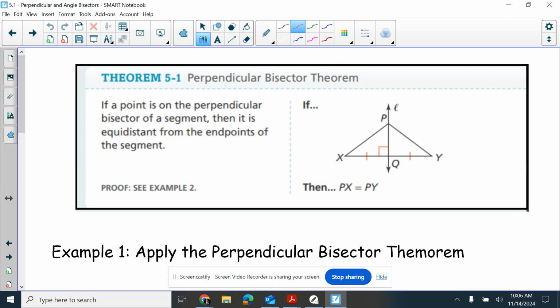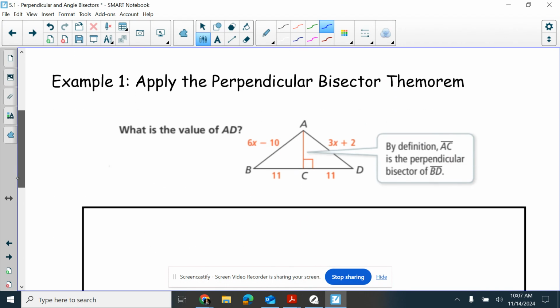So this line is my perpendicular bisector. It is perpendicular to this line, and it splits this line in half. So this says that if there's a point somewhere on that vertical line, on the perpendicular bisector, then these two pieces have to be equal. So that is your perpendicular bisector theorem. Let's see how we can apply it.